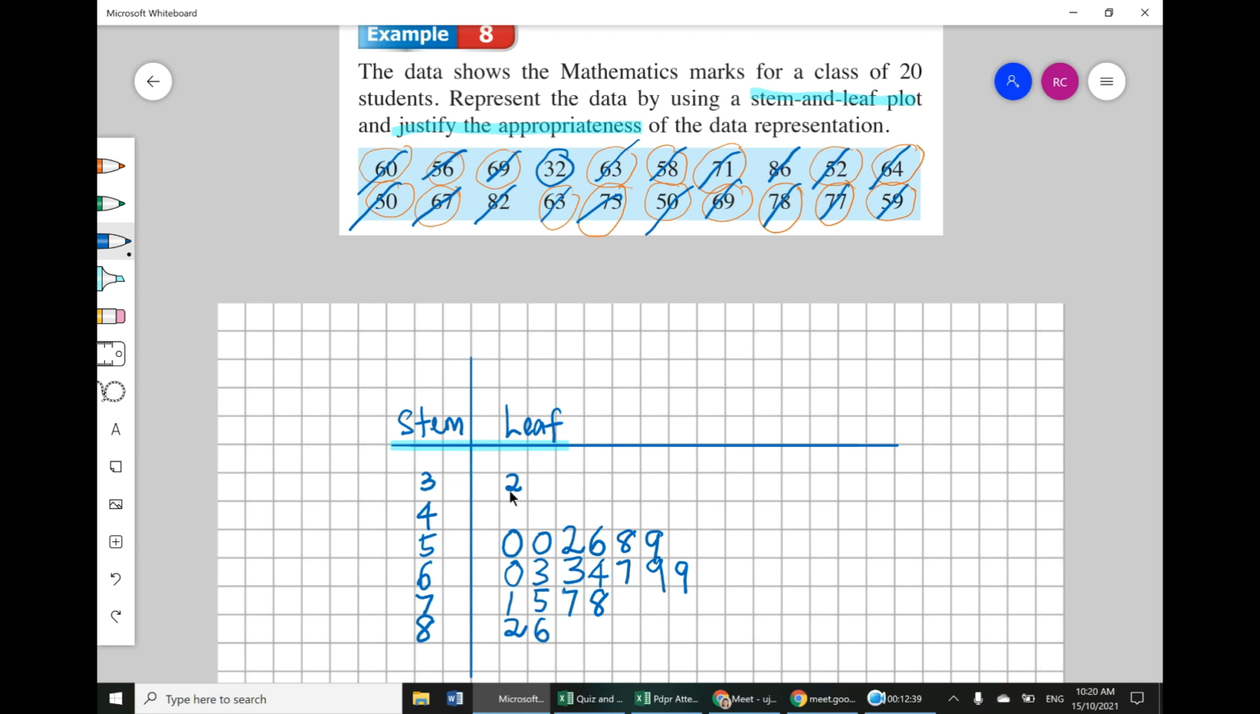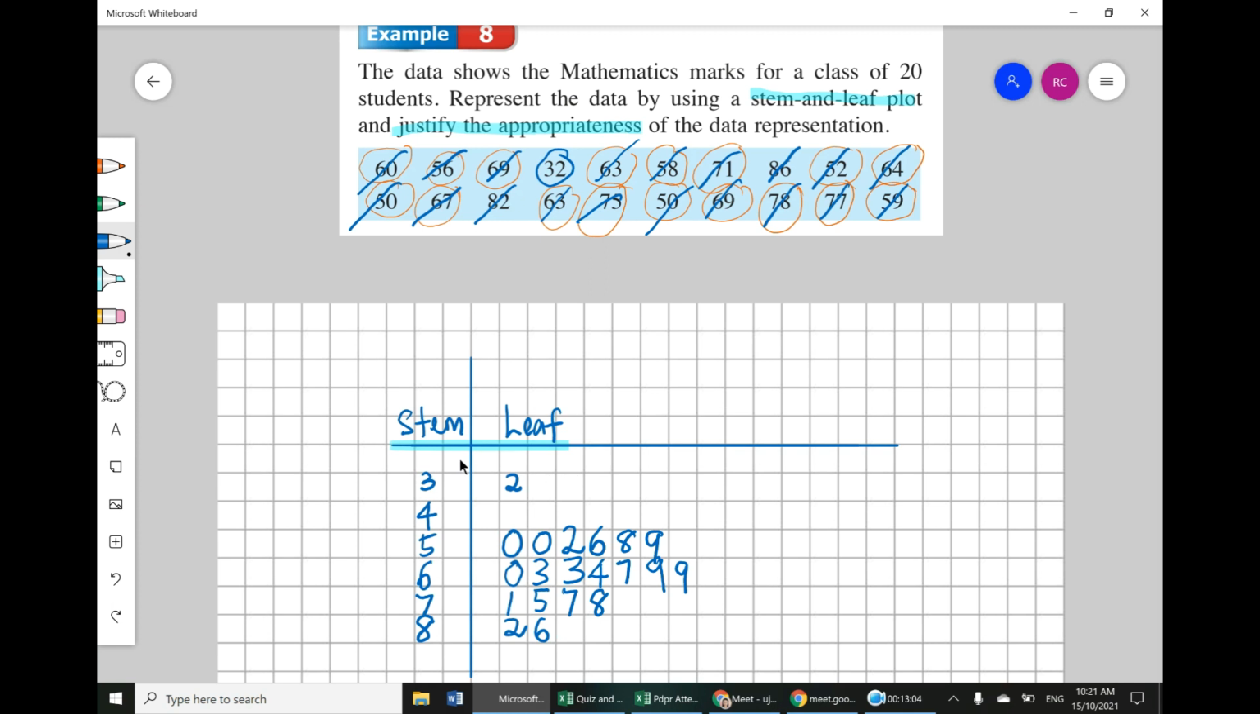The first mark, 32. That is how you read it. And then second mark, 50. The third one, 50. 52, 56. And the highest mark, which one is the highest mark? 86. Yes, very good. 86 here. The lowest mark, 32, is a fail. Okay, so that is how I get the number of data from the leaf part here.